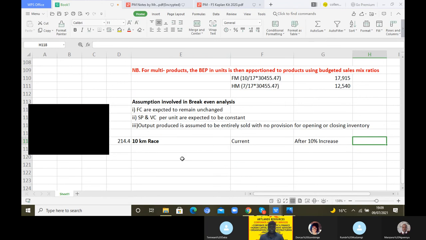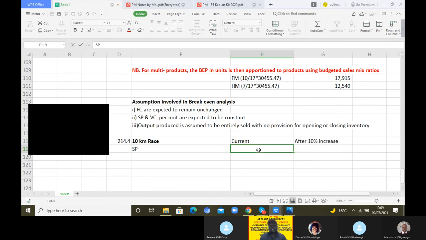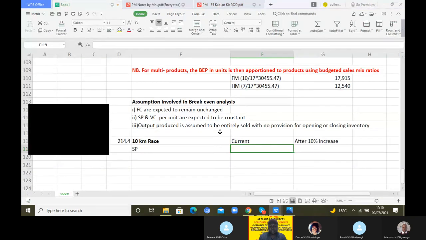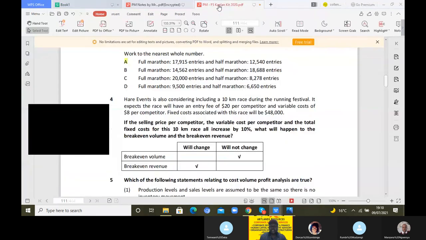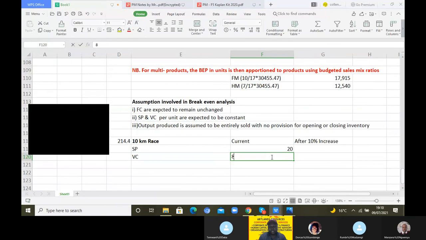So we are told here that selling price for the 10-kilometer race is $20. So you put 20 here. And then we are given that variable costs for the 10-kilometer race, current, is $8 per competitor. So I come here and I put 8. Notice, I'm not lazy to say I can figure it without working.